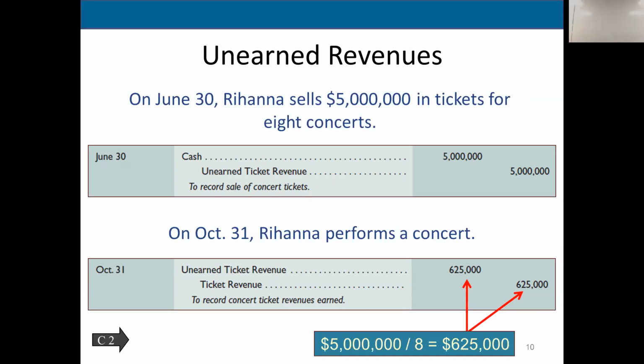On June 30th. Unearned ticket revenue. Who said receivable? Well, it's due to us. Oh, we have to pay. You've already received the $5 million. So we're not going to have a receivable here because we've already received $5 million in cash.